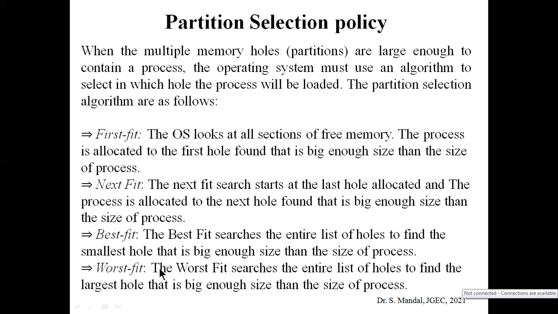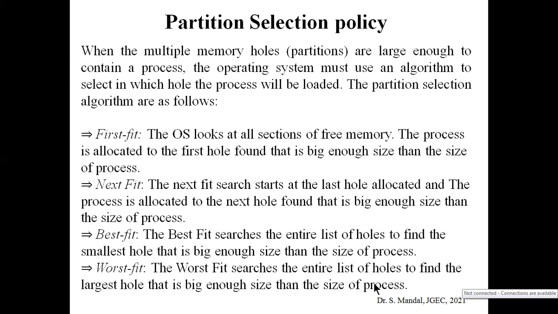Okay, now the worst fit. In case of worst fit, it is the reverse of the best fit. So in case of the worst fit, search the entire list of holes to find the largest hole that is big enough for the size of the process. If you consider the earlier case, the new process with size 3 kilobyte will be allocated to the 4 kilobyte hole. It will not consider the smallest hole, it will consider the largest hole.